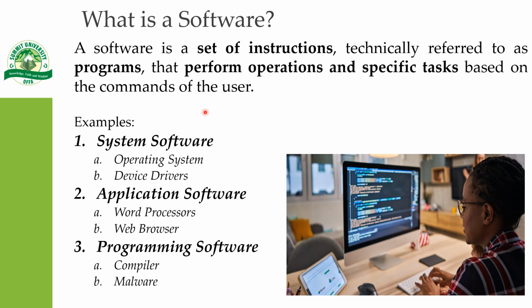Example of some of these software, you might have been using majority of them and you might not know the category they belong to or the examples. You have system software, an example of which is the operating system and device drivers, and we have application software. Some of them are word processors, just like your Microsoft Word, PowerPoint, and the likes. We also have web browsers, the ones you commonly use to browse the internet. Another category of software is programming software, such as the compiler and malware. These are examples of software.